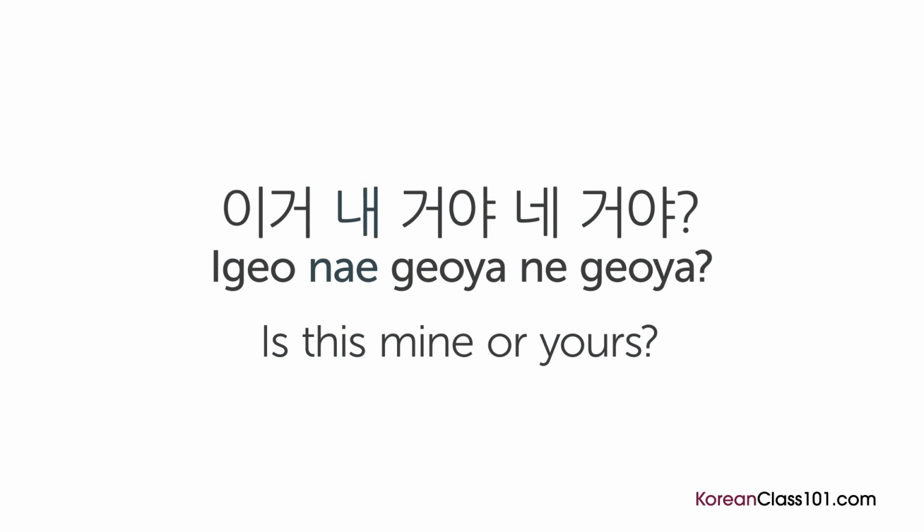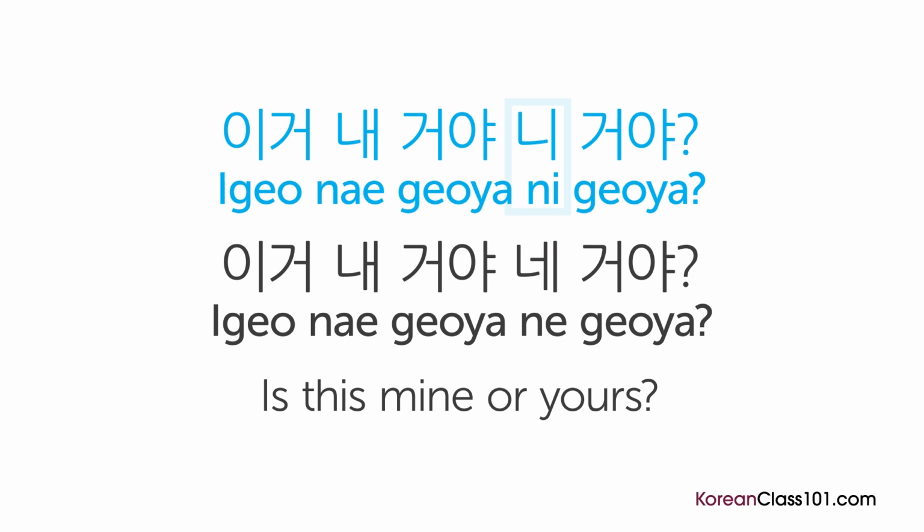Can you hear the difference between 내, meaning mine, and 내, meaning yours? 이거 내 거야, 내 거야. Since it's very difficult to hear and pronounce, many people say 이거 내 거야, 네 거야. So basically, 내 is sometimes pronounced 니 in spoken Korean because it sounds very similar to 내, meaning my. But remember, even though many people pronounce 내 as 니, make sure to use 내 when you write in Korean.